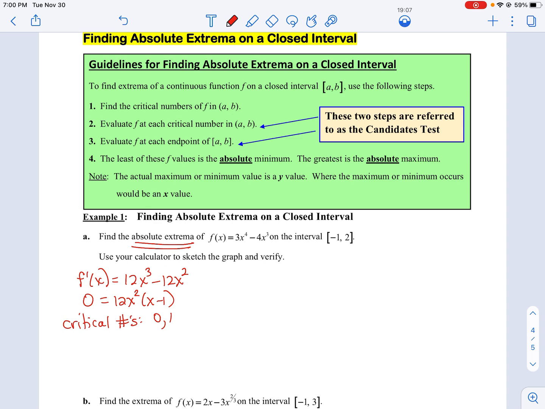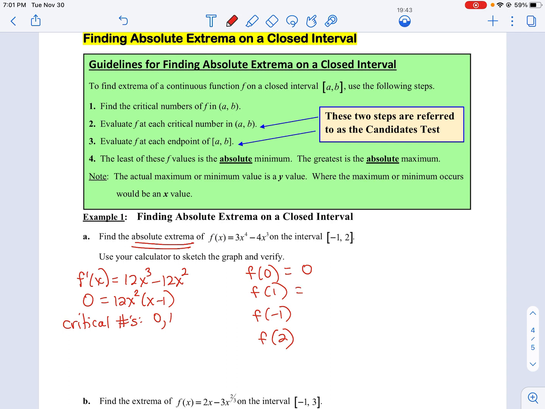So I want the absolute extrema. So the candidate's test says this. You're going to check f of 0, f of 1, and you're going to check the endpoints. Let me say that again. When you are trying to find an absolute extrema, you can use the candidate's test, where you find the critical numbers and you evaluate f, not f prime. So if I plug that in, I get 0. And remember, here's f of x. This is where I'm going to plug into.